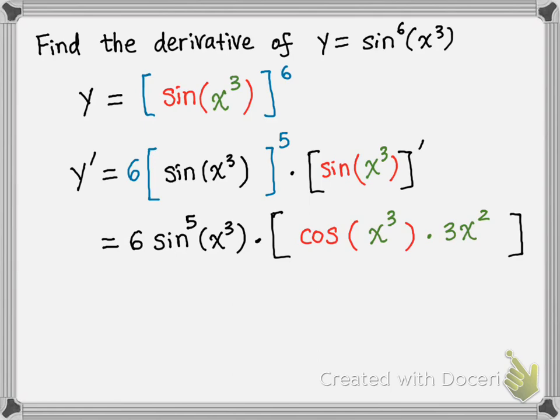But if you want to simplify, it's okay too. It's not going to make it much simpler. You just multiply the 3 and the 6, and you get 18. You get 18 sine of x cubed raised to the 5th power times cosine of x cubed times x squared.